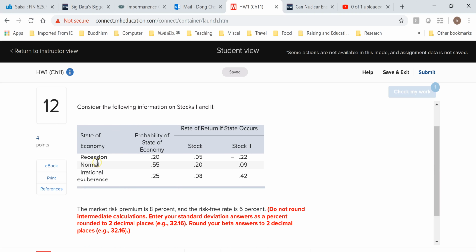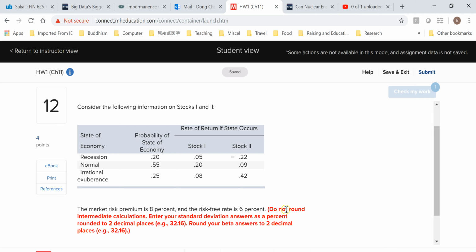So we're provided with the different economy states. We have basically 3 economy states: recession, normal, irrational exuberance. And under each economy state, we have a probability. We have the individual returns under each state for stock 1 and stock 2. And the market risk premium is 8%, and the risk-free rate is 6%.